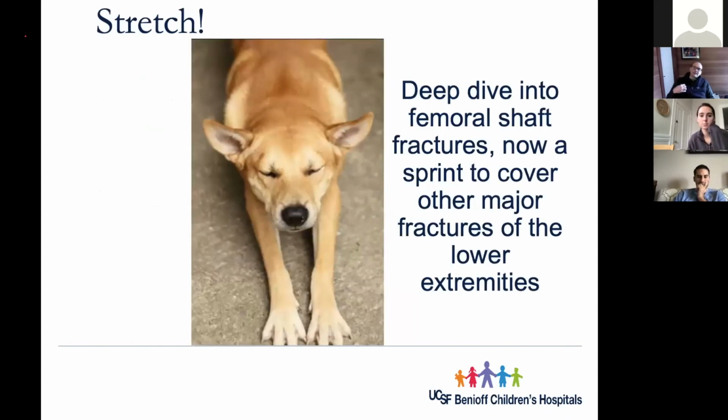This is where I would have transitioned to the rest of the lower extremity fractures. I can get you guys these slides so that you've got them, but we're at time. So any questions at all before I let you go?